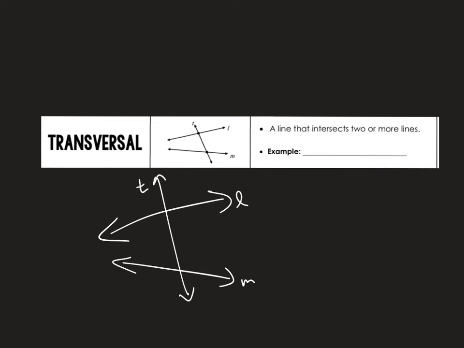And that line is a transversal, right? What's a transversal? A transversal is a line that intersects 2 or more lines. So who's the transversal? T is. This line right here. That's our transversal. It intersects line L and it intersects line M. It intersects 2 or more lines. So line T. Copy that picture and that definition into your notes.